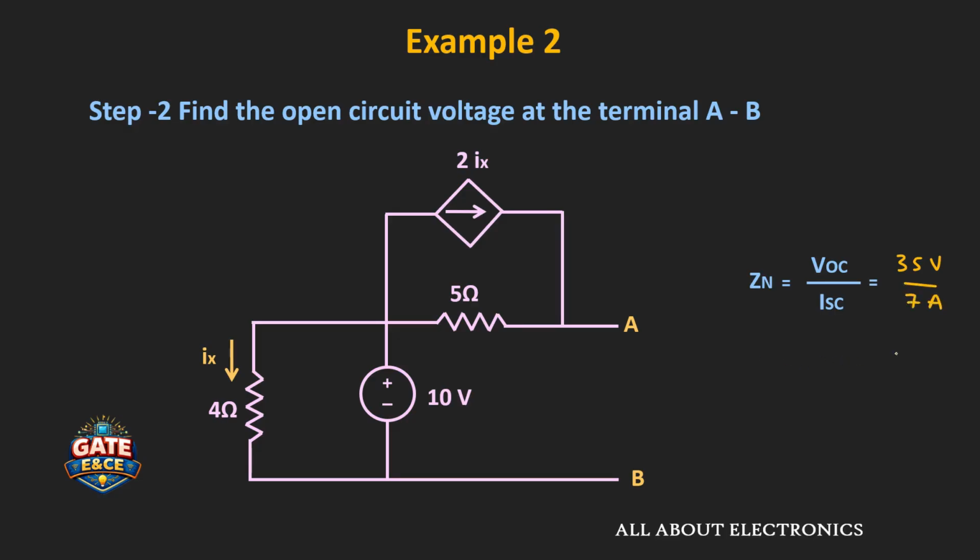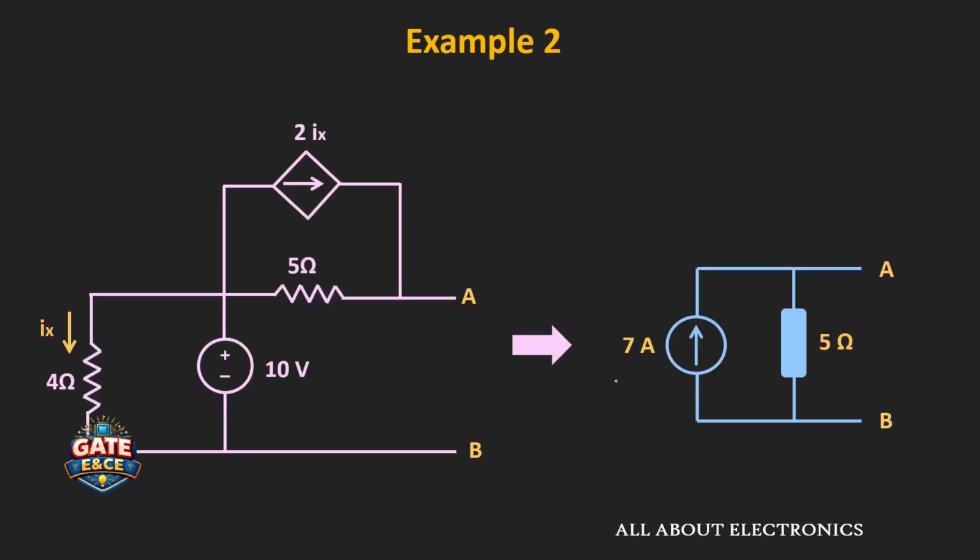That means the Norton's equivalent resistance is equal to 5 ohm. So for the given circuit, the short circuit current or the Norton's equivalent current is 7 ampere, while the Norton's equivalent resistance, which is seen through these two terminals, is equal to 5 ohm. And this is the Norton's equivalent of the given circuit.